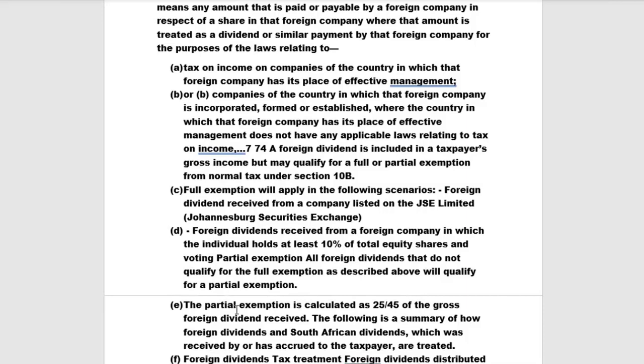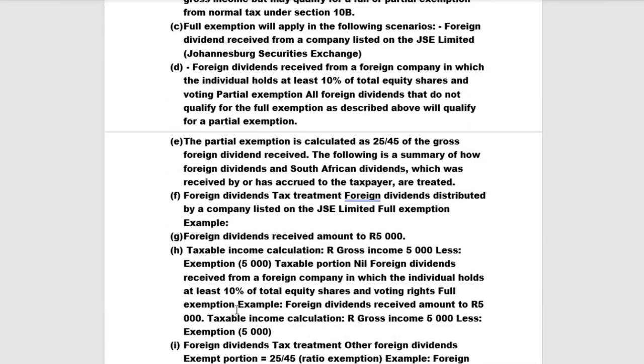Partial exemption: all foreign dividends that do not qualify for the full exemption as described above will qualify for a partial exemption. The partial exemption means that it's not fully 100%. Obviously, there's a certain portion that you're going to adjust on that one. So the partial exemption is calculated as 25 over 35 of the gross foreign dividends received. The following is a summary of how foreign dividends and South African dividends, which were received by or have accrued to the taxpayer, are treated.